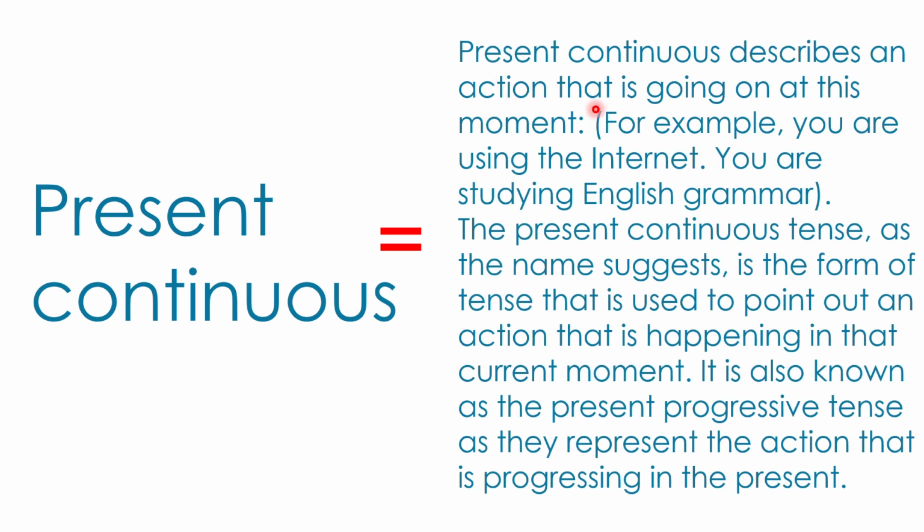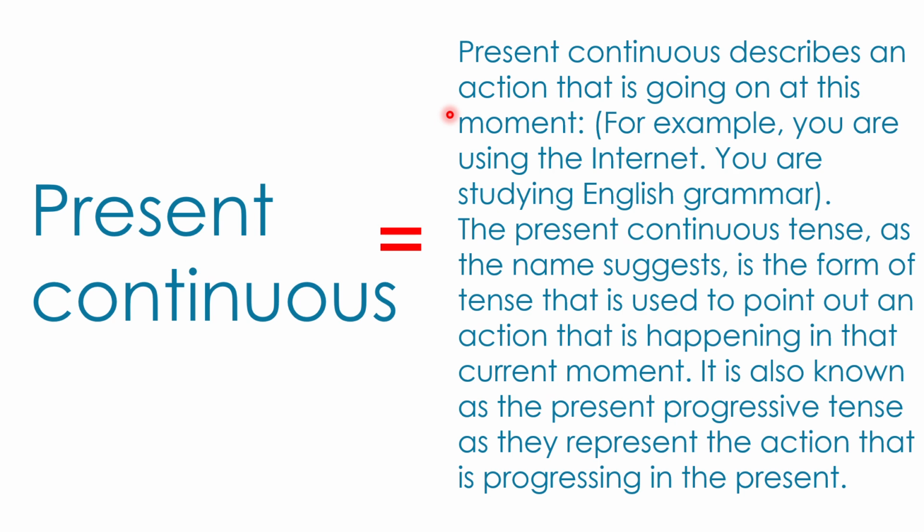Now, let's move on to the present continuous. The present continuous describes an action that is going on at this moment. For example, you are using the internet. You are studying English grammar. The present continuous tense, as the name suggests, is the form of tense that is used to point out an action that is happening in that current moment. It is also known as the present progressive tense, as they represent the action that is progressing in the present.